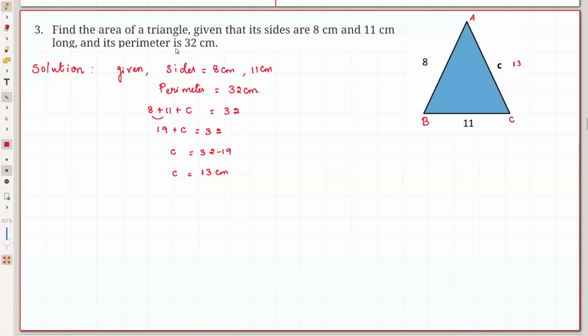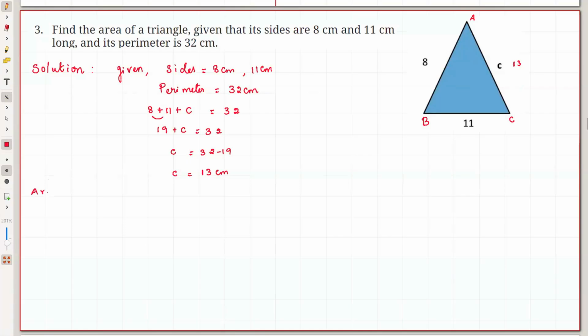They are asking the area of the triangle. The height is not given and this is not an equilateral triangle. This is a scalene triangle, all the sides are unequal. So we have to use only Heron's formula to find the area of the triangle. Now I write the area of triangle ABC.